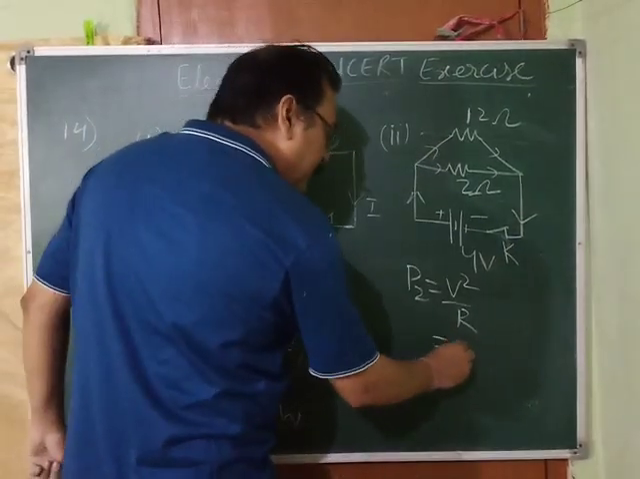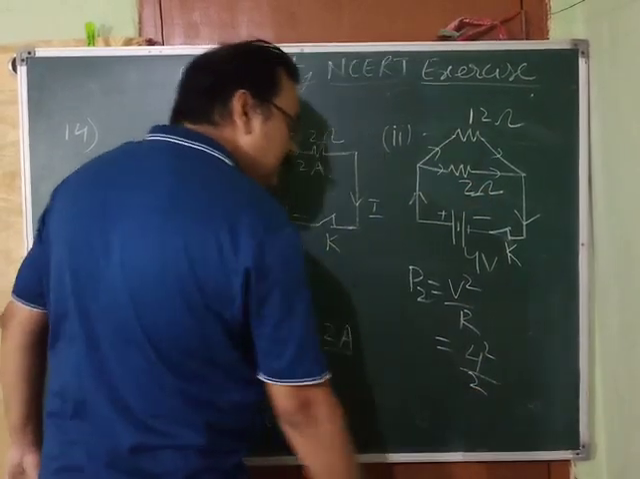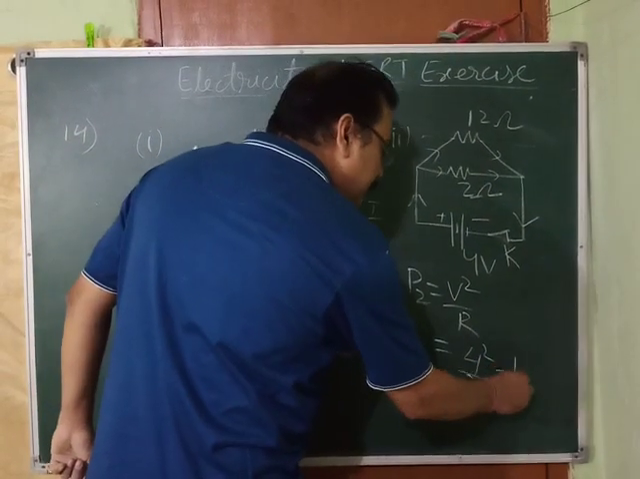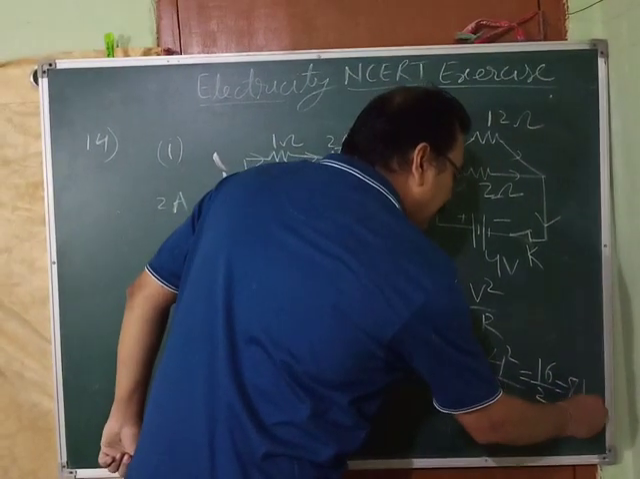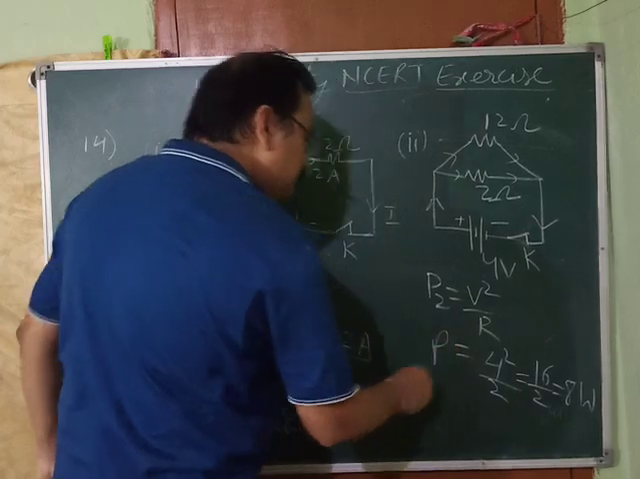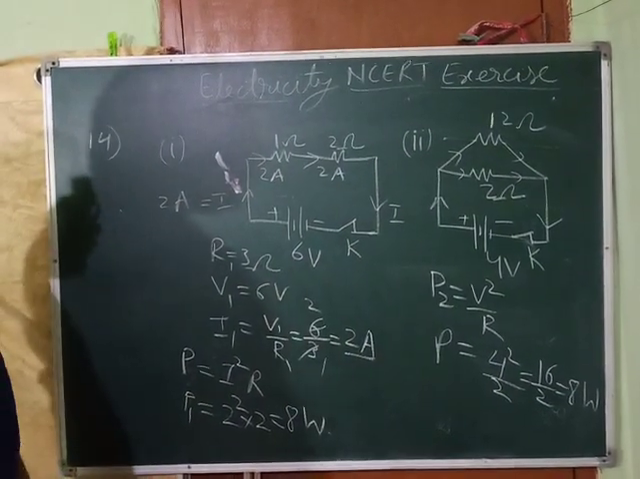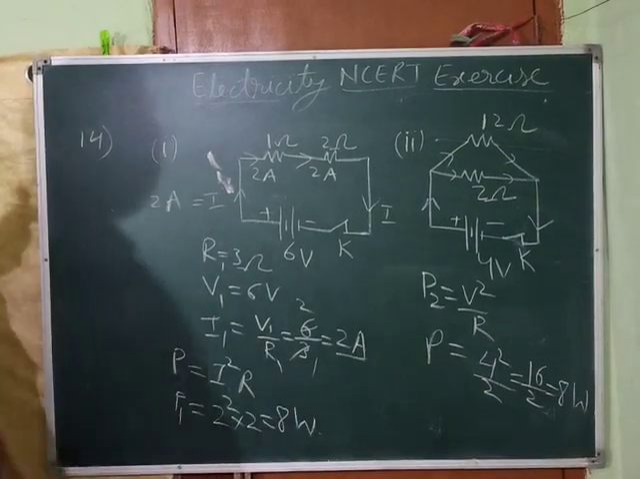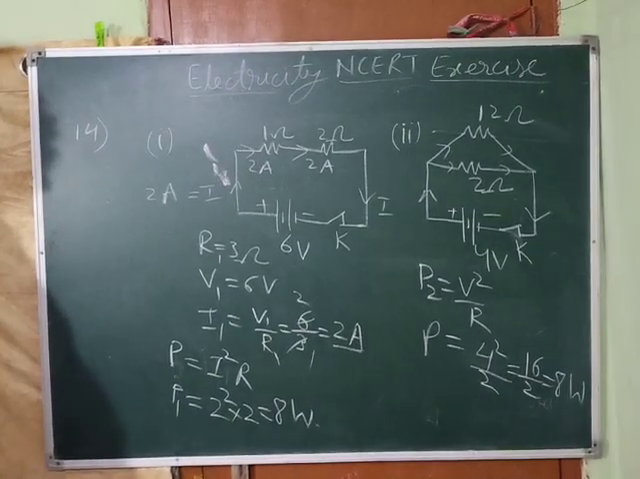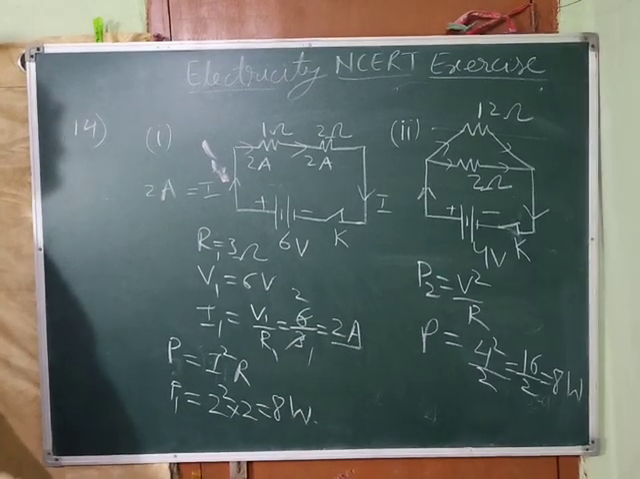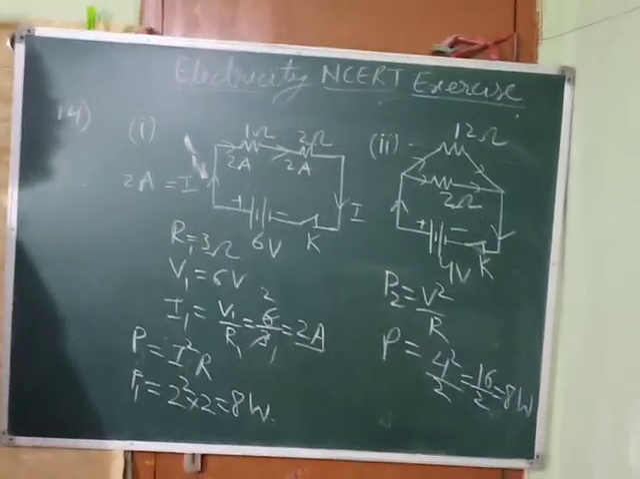V is how much? 4. So 4 square by R, R is 2. So 4 square is how much? 16 by 2. How much are you getting? 8 watt. So in both the cases, what do you find? The power consumed in the 2 ohm resistor is 8 watt. That is equal. Okay, and that is the solution of this question.